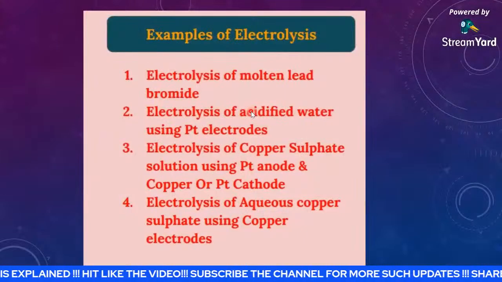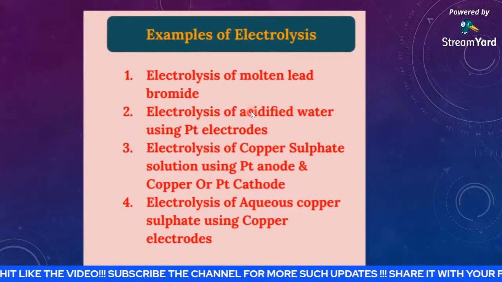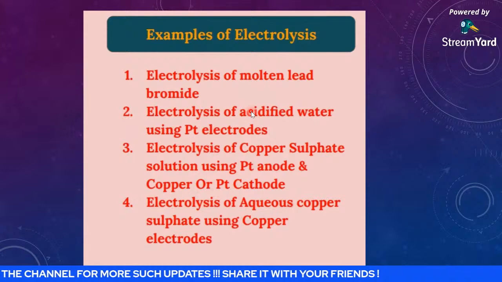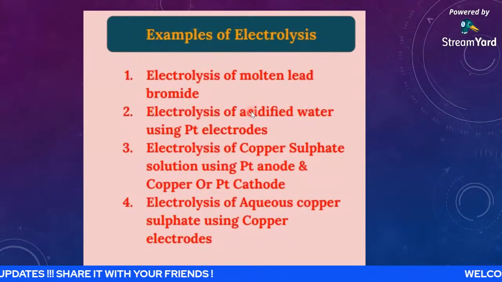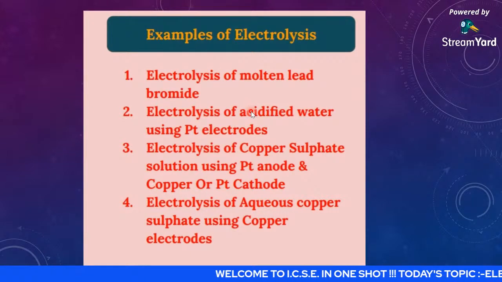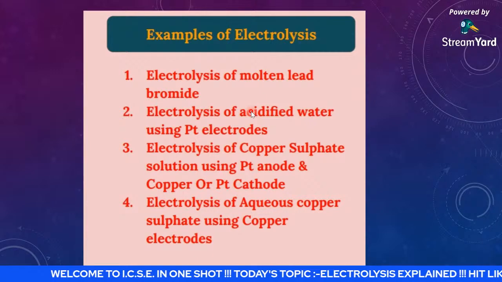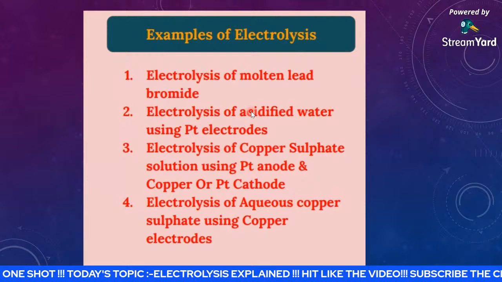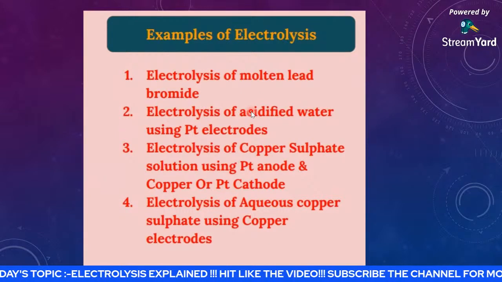Now, examples of electrolysis. Electrolysis of molten lead bromide, electrolysis of acidified water using Pt electrodes, that is platinum electrodes, then electrolysis of copper sulfate using platinum anode and copper or platinum cathode, then electrolysis of aqueous copper sulfate using copper electrodes.